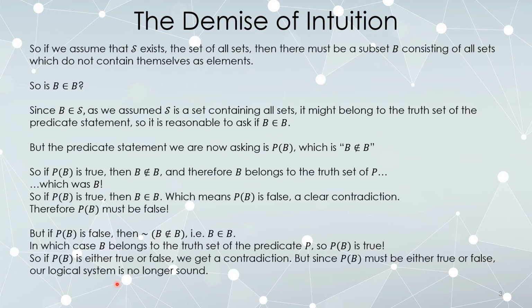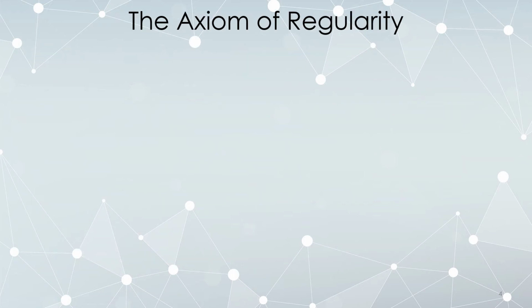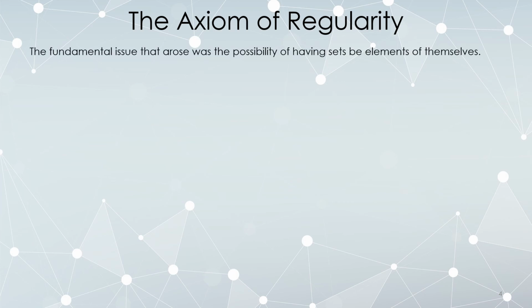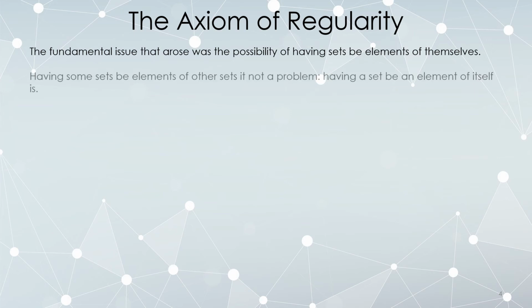What caused this mess? Assuming that S existed. So the assumption that S exists must be invalid. There is no such thing as the set of all sets. Which brings us back to the axiom of regularity. The fundamental issue is that we had the possibility of sets being elements of themselves, and we were able to then use the axiom of specification to lead ourselves down a dangerous rabbit hole. So having sets be elements of other sets is fine. Having sets being an element of itself is what caused things to go haywire.